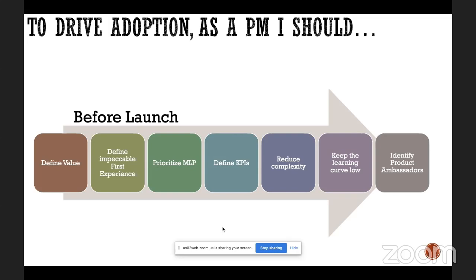Like I said, especially where change management is involved, or where customers have to learn or step out of their comfort zone a lot, it might create friction in your product adoption. So keep the learning curve as low as possible.